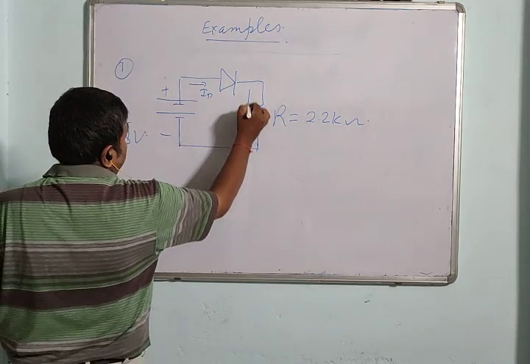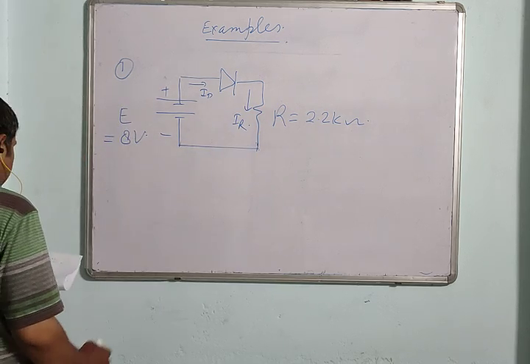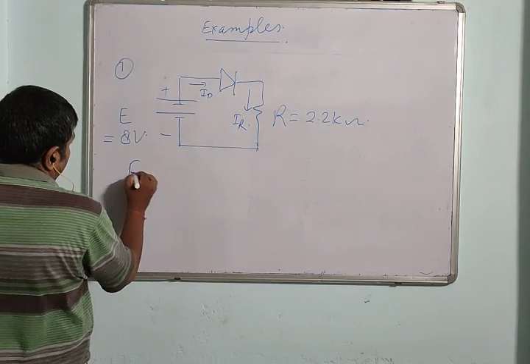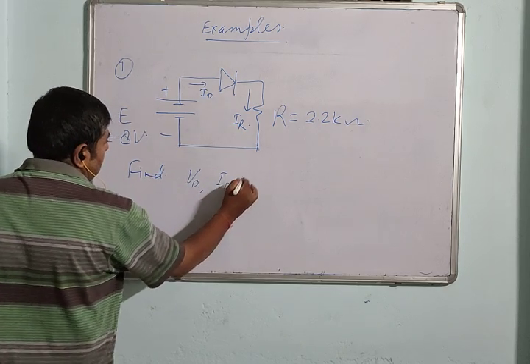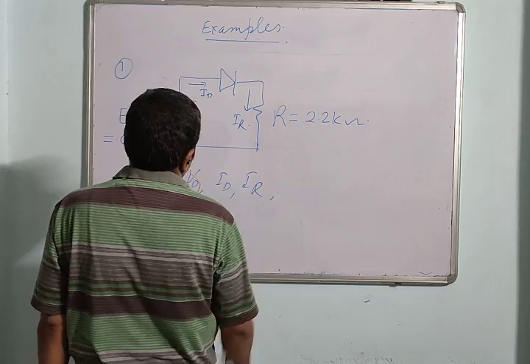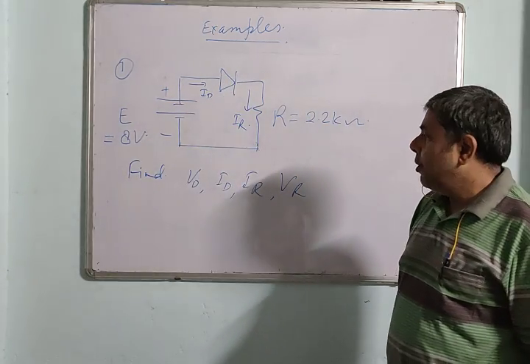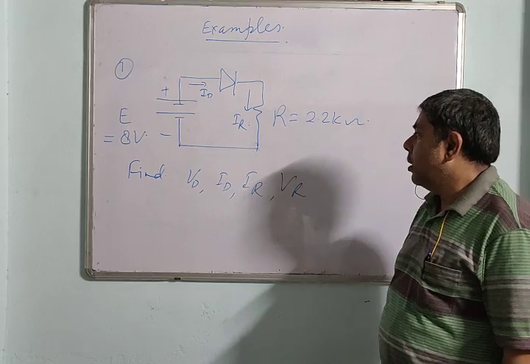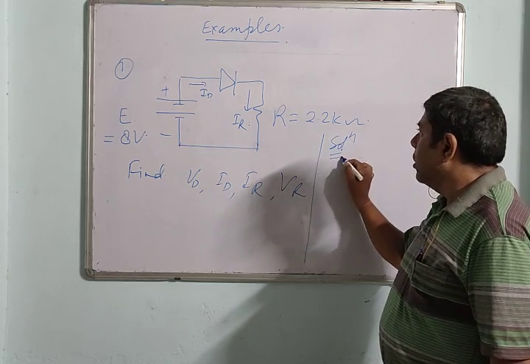This is the diode current. This is the resistance current. You have to find out Vd, Id, IR, okay, and VR. Calculate all these values for this given circuit. So what is the solution for this?